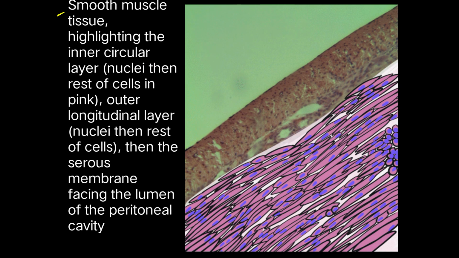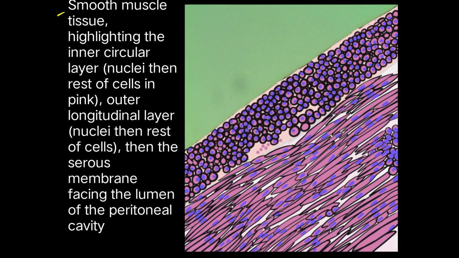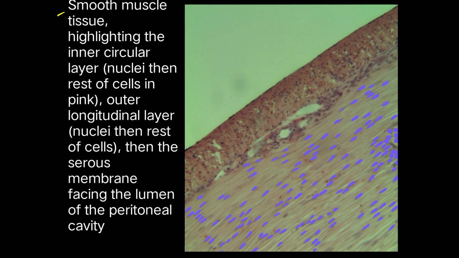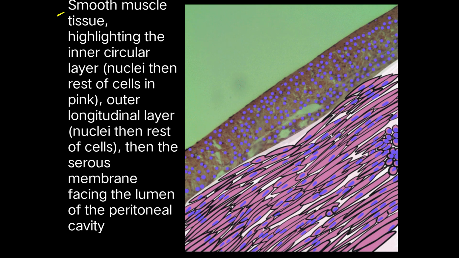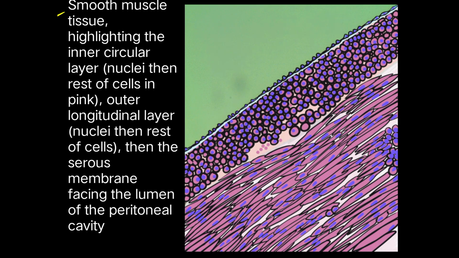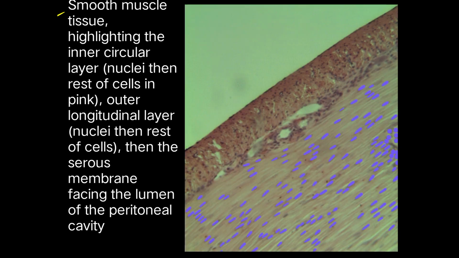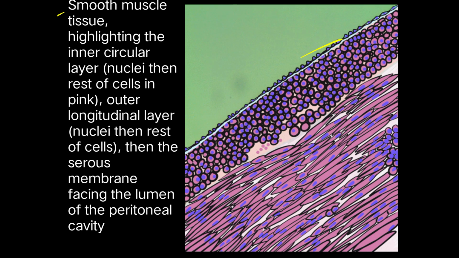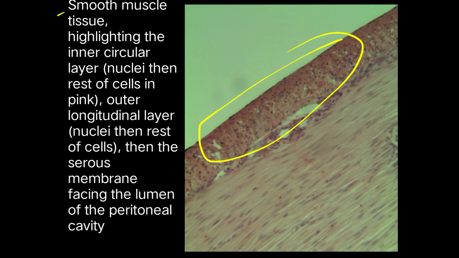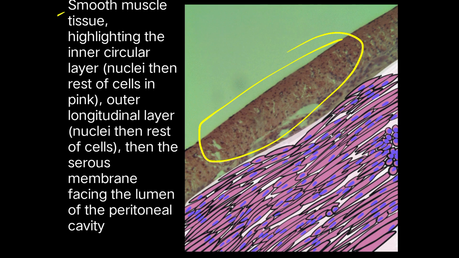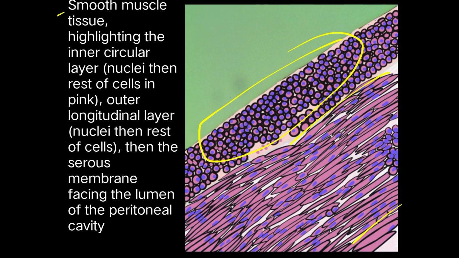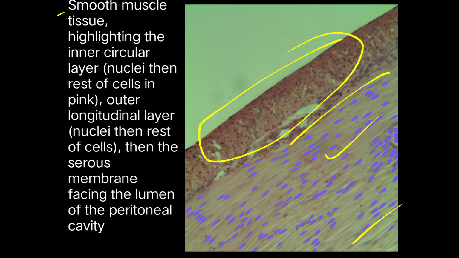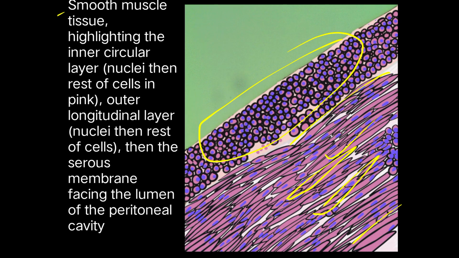In this photograph, we can see the smooth muscle tissue highlighting the inner circular layer. Nuclei rest on the cells in pink, and the outer longitudinal layer has nuclei that rest on the cells and the serous membrane facing the lumen of the peritoneal cavity. So this is the outer longitudinal layer. In section it appears round, and this is the inner circular layer. That is why it appears like this. So this is a spindle shaped cell with the nucleus. We can see it in this way.